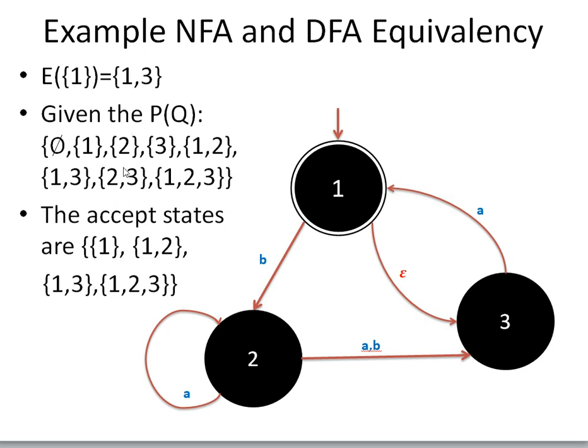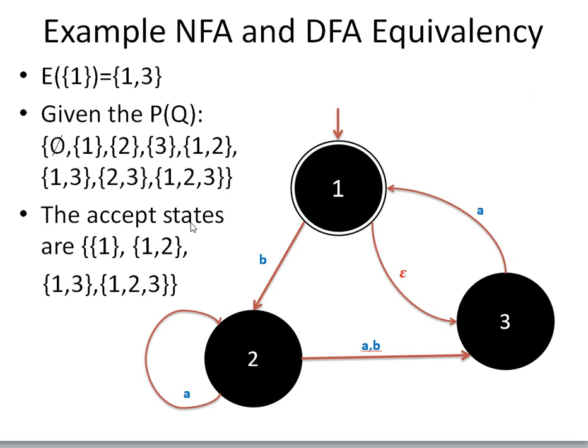Then we produce the power set for all the states in Q. And so we would have phi, 1, 2, 3, 1 and 2, 1 and 3, 2 and 3, and also 1, 2, 3. So this is known as the power set. This will definitely give us all the sets needed for the production of the DFA.